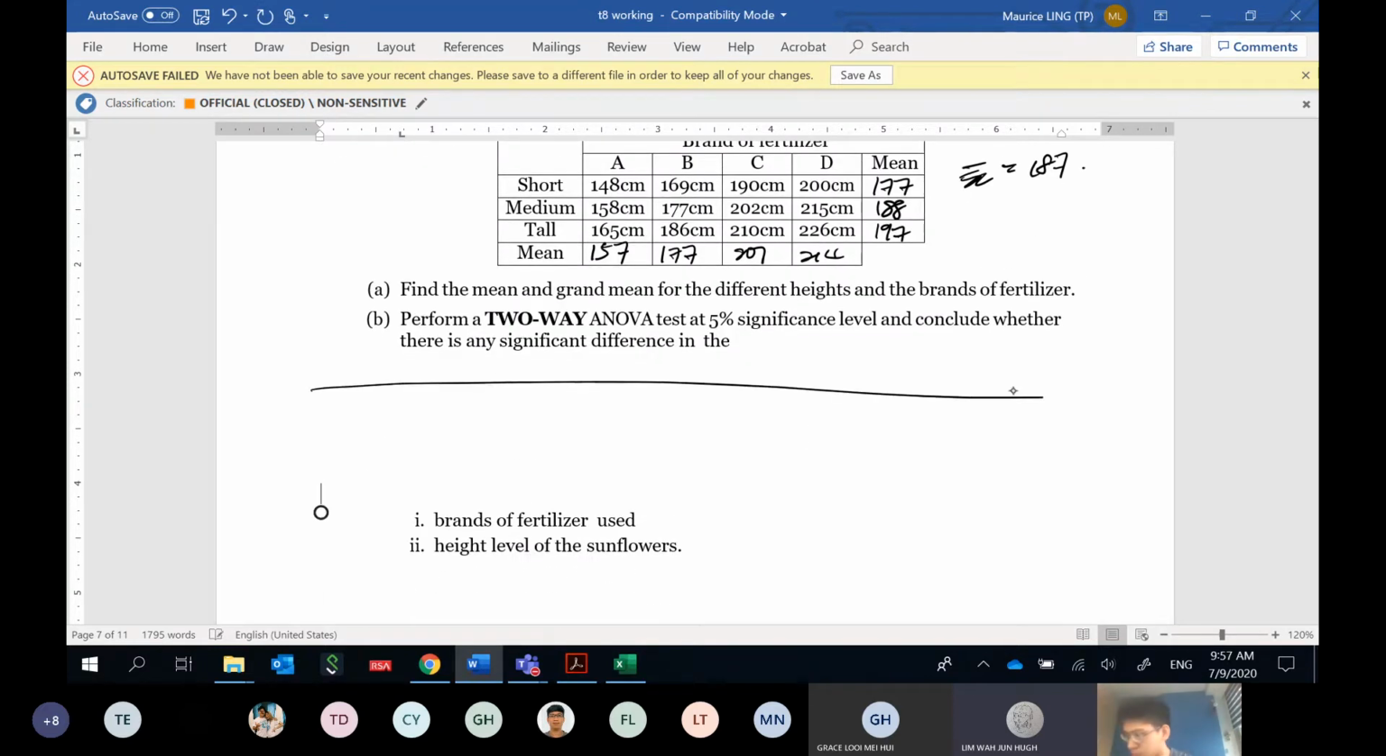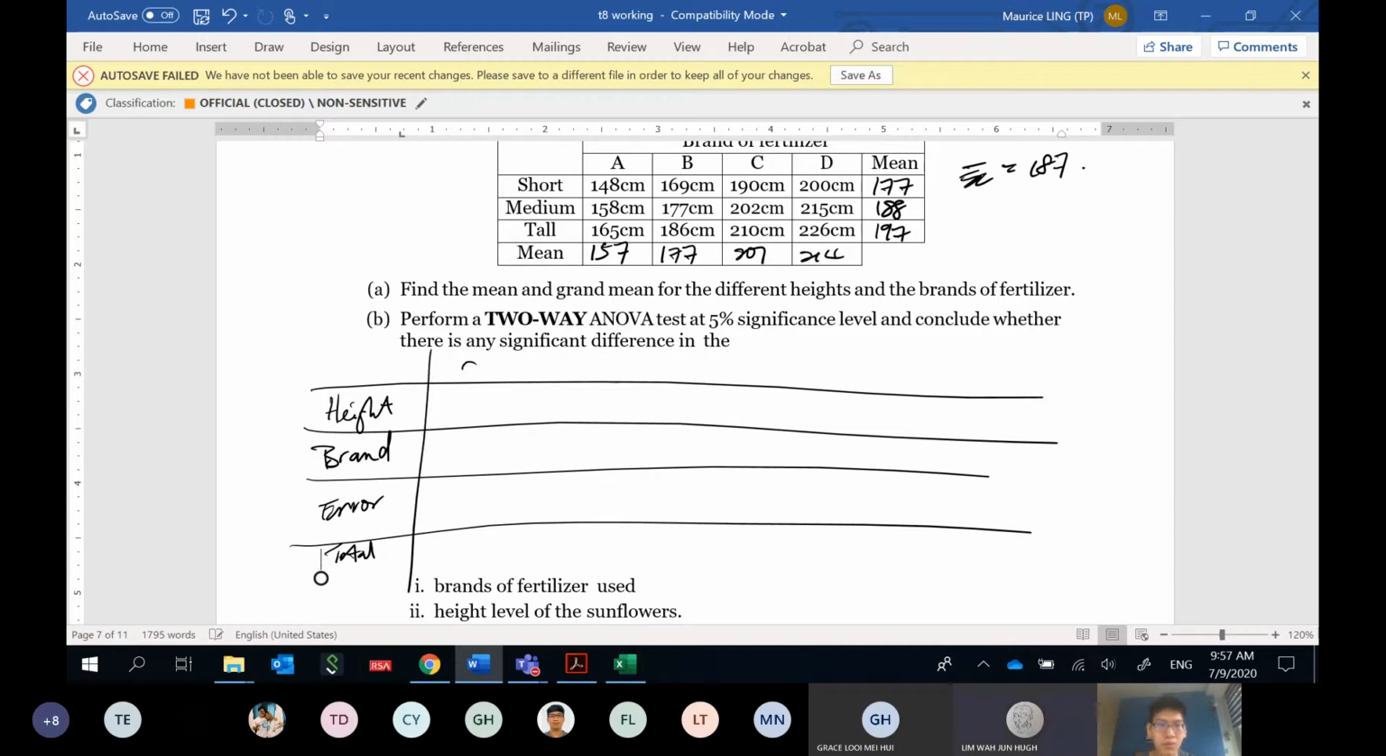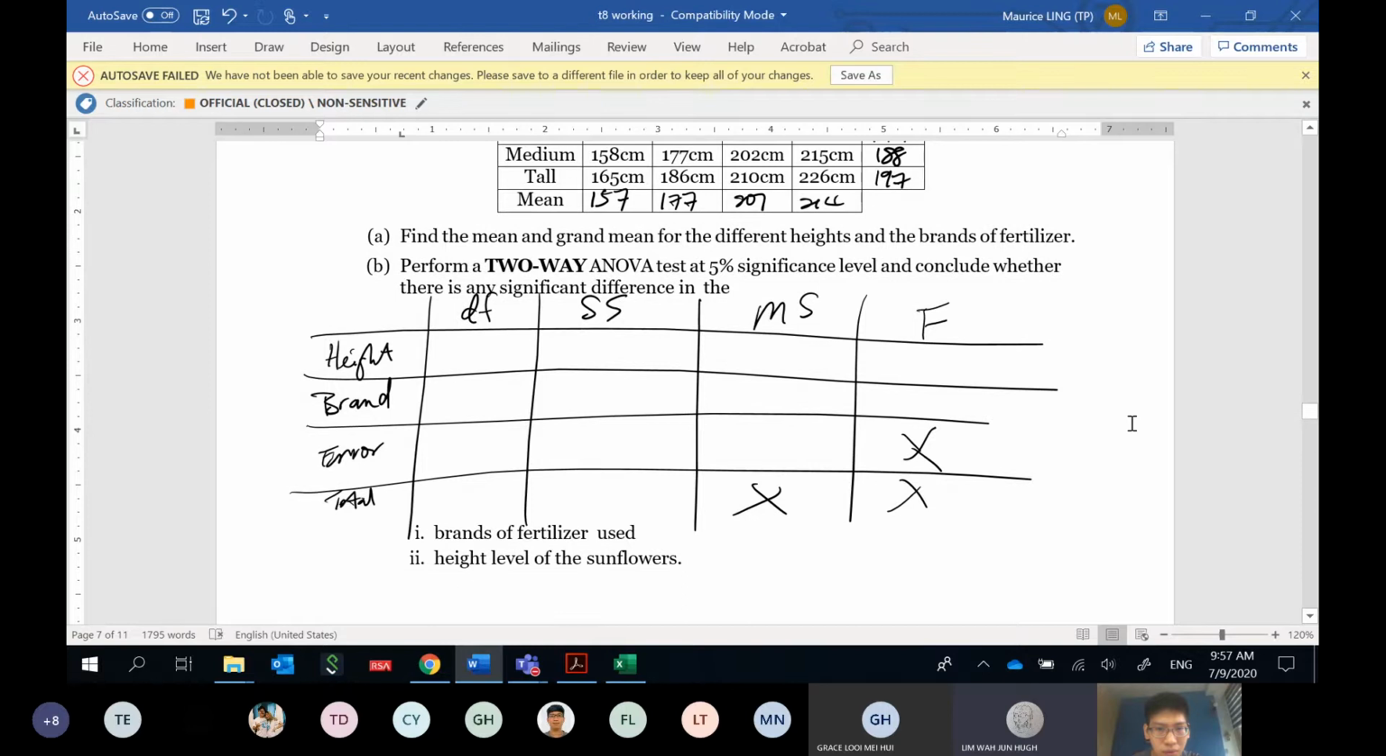Okay, so we do the same thing again. We have height, brand, error, total. Give me whatever number you're okay with. The DF for height is 2. Brand, the DF is 3. Error is 6. Total is 11.